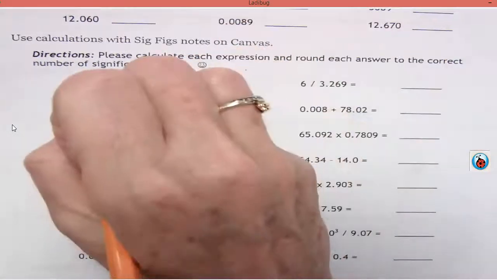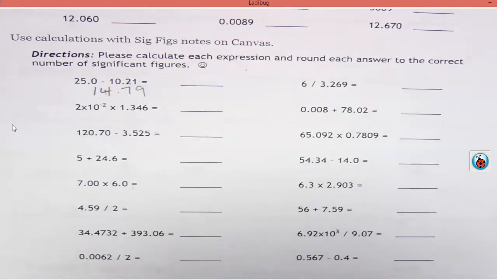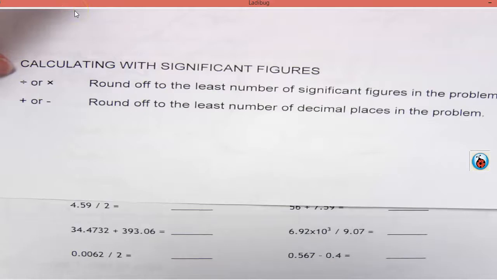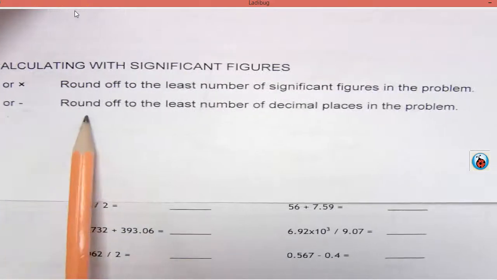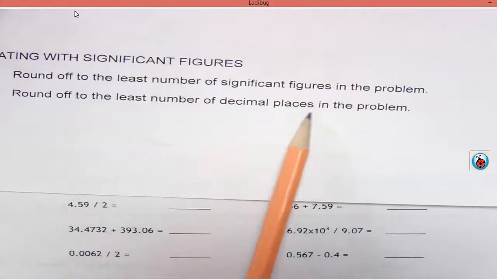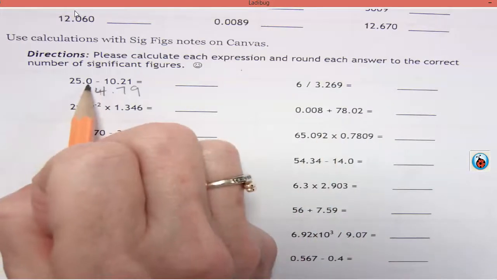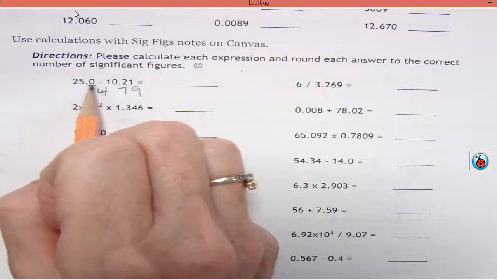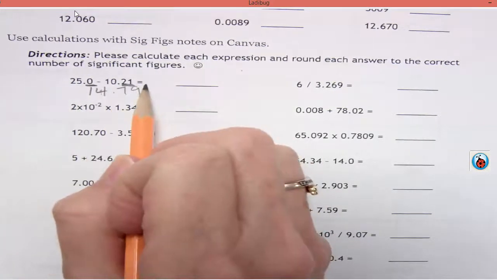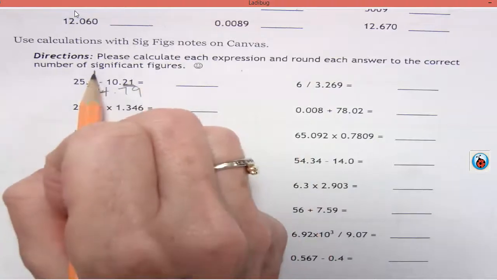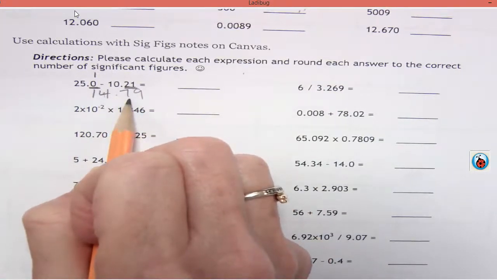So we get 14.79. Alright, that is the answer. That's not our final answer because we're going to put it in the correct number of Sig Figs. Now in our rules it says when we're adding or subtracting, we're going to round off to the least number of decimal places in the problem. Well, here we only have one decimal place, and here we've got two. This says we're going to round to the least number of decimal places in the problem, which is 1. So I only want one place after my decimal.